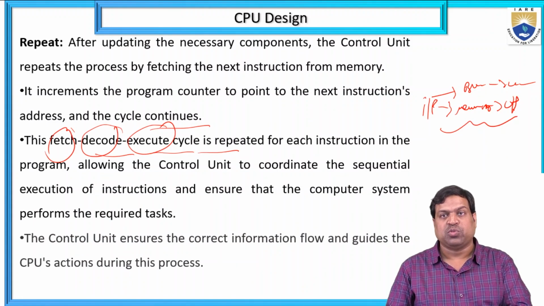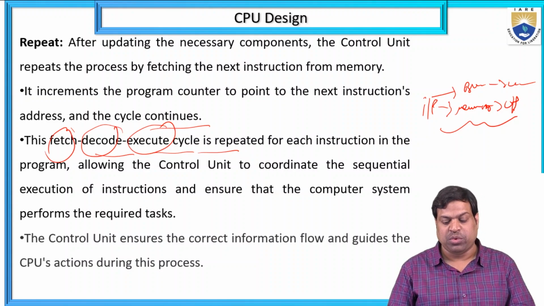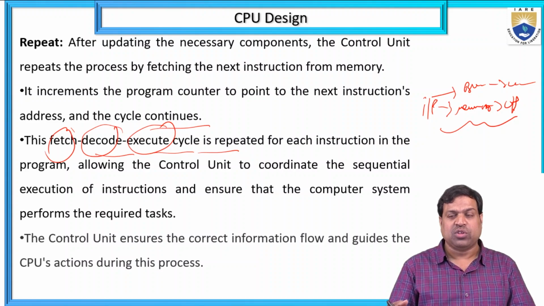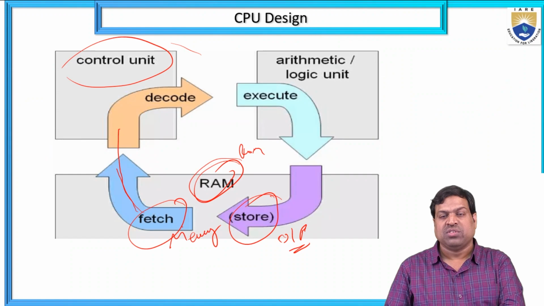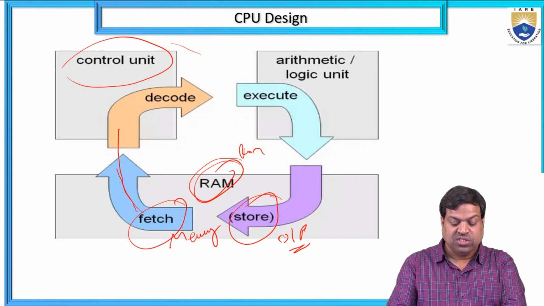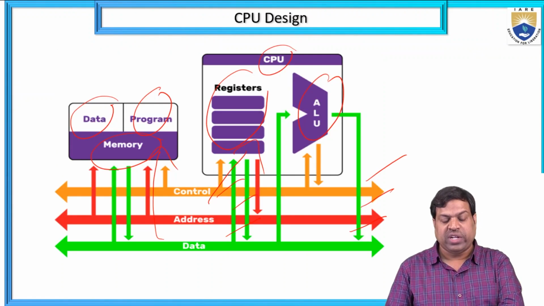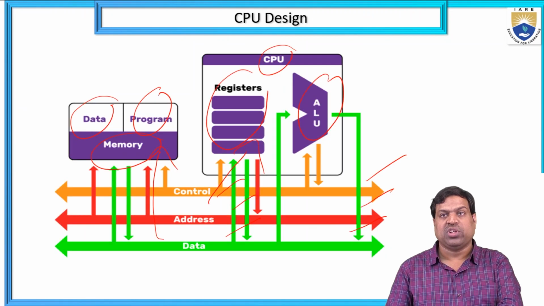Okay, repeat. This process will repeat, with the control unit fetching the next instruction from the memory. A plus B completed. Repeat means I need to give other values of A and B. Okay, it is the fetch, decode, execute process. It is the fetching from memory, decoding in the control unit, executing in the arithmetic logic unit, and storing in the memory. So data, program, memory, CPU, register, ALU, control bus, address bus, and data bus. Okay, it is about the CPU design.